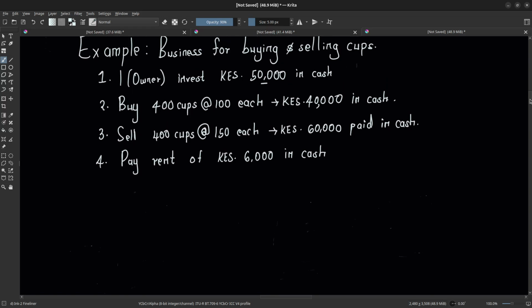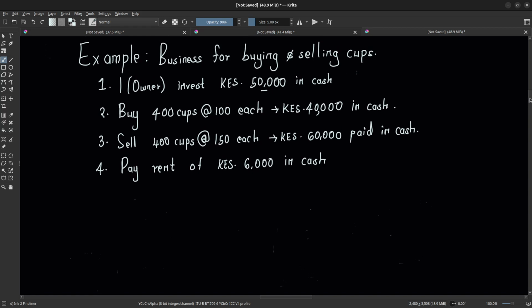So I open a business for buying and selling cups. And I, as the owner, invest Kenyan shillings 50,000 in cash. First, let us look at that transaction. The first question you always ask yourself is, which accounts are being affected? That is the first question you ask yourself every time.